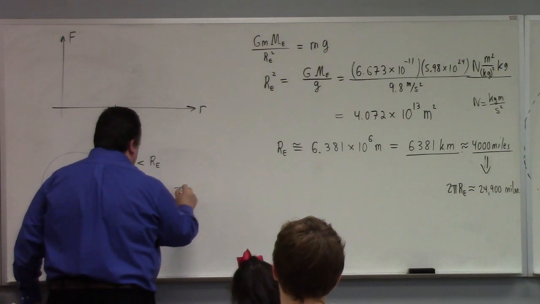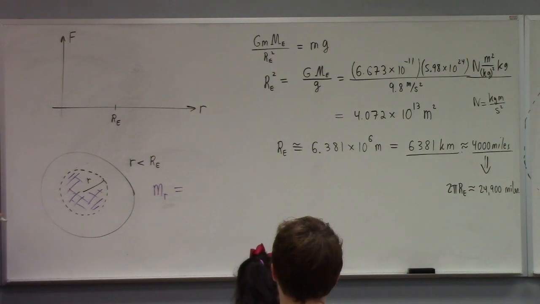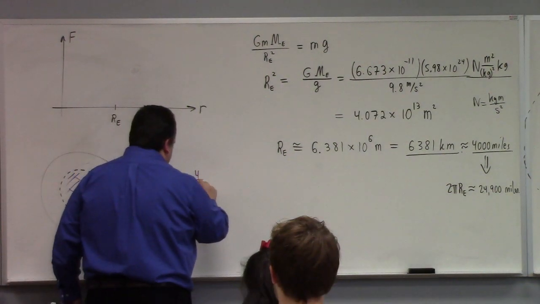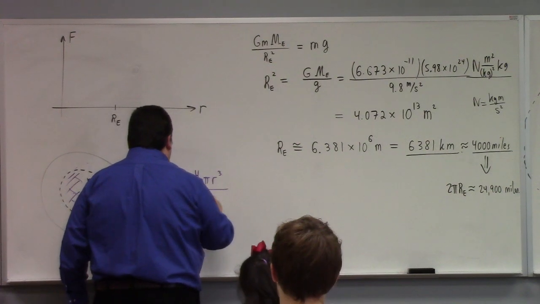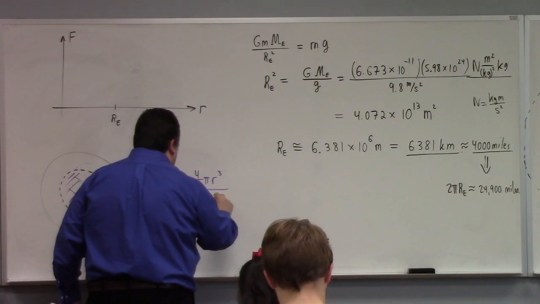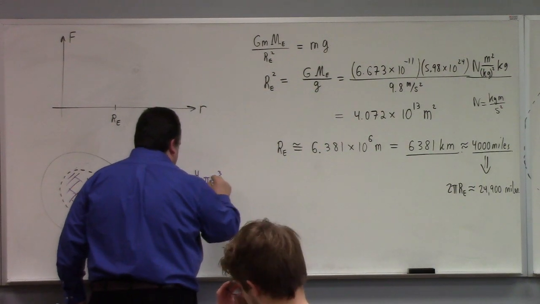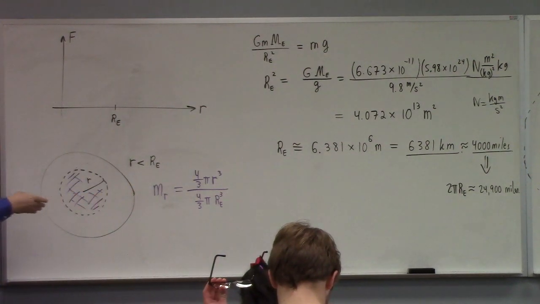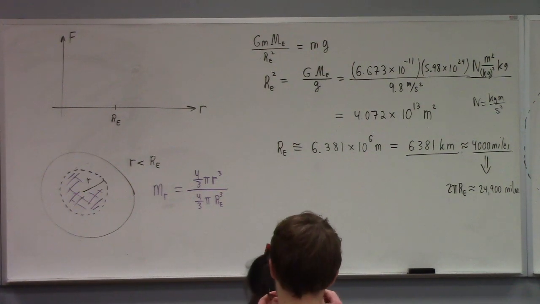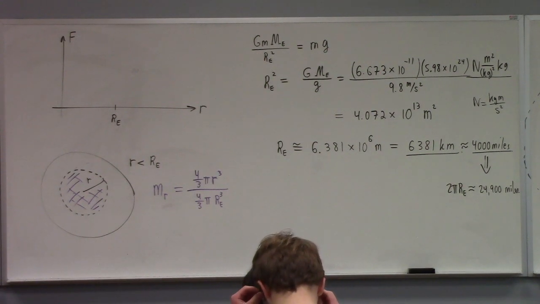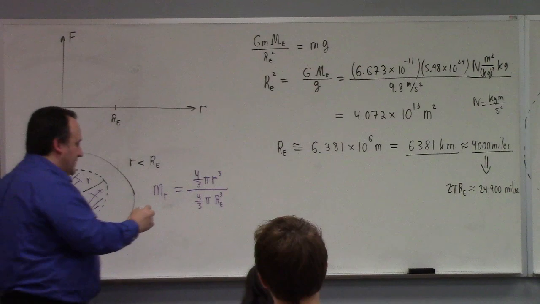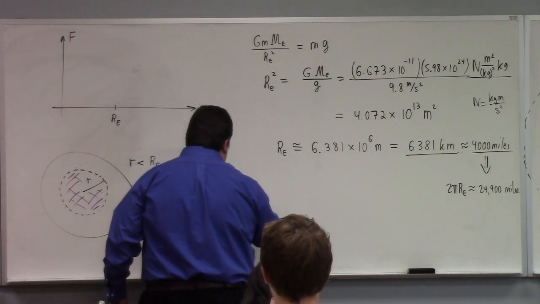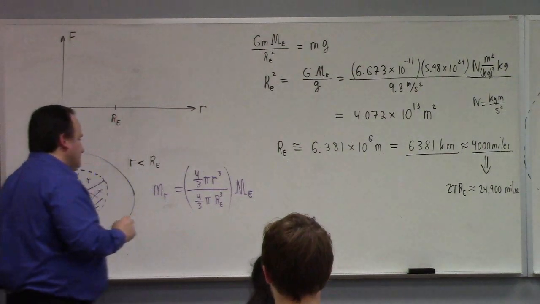What's the mass inside radius r? We can use a proportionality, right? It's proportional to the volume divided by the total volume. So the volume inside there, 4/3 pi little r cubed, divided by 4/3 pi radius of the Earth cubed, right? So that's the volume inside radius r relative to the total volume. That's the proportion of volume that you have inside a radius r sphere, inside the Earth. So I multiply that fraction times the mass of the Earth. That gives me the mass inside there.